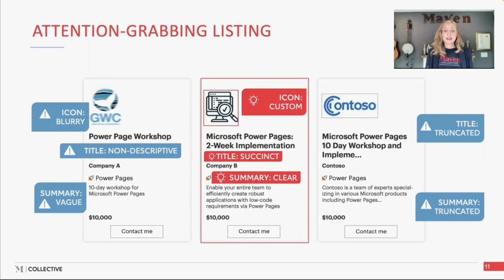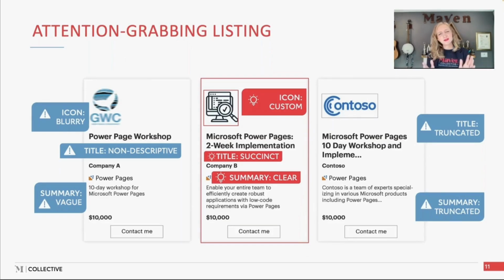The second is the title. The title needs to be succinct, but descriptive enough to say what you're offering. On the far left, we see Power Page Workshop. That says something, but it doesn't give me the duration of time or what will be included. On the far right, we've explained everything, and now it's being truncated. So there's a sweet spot in there.